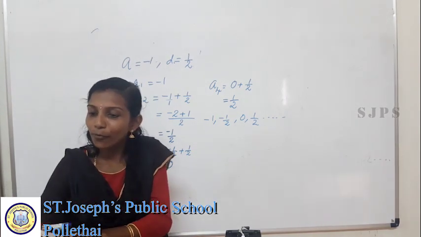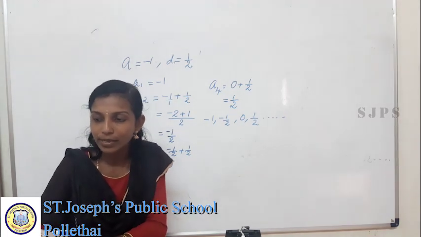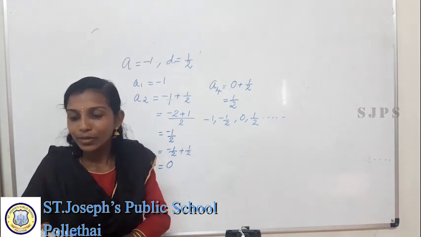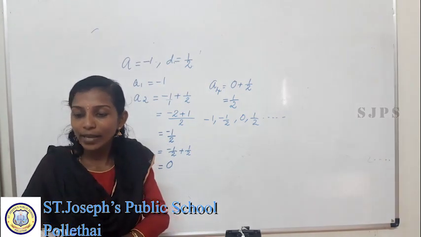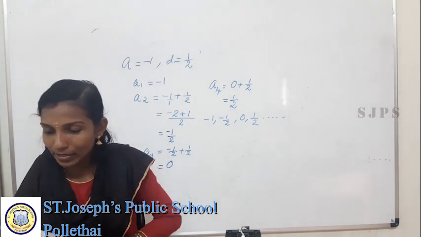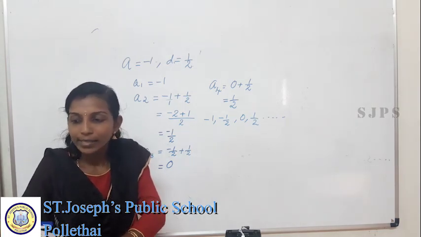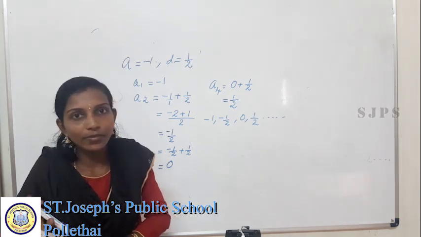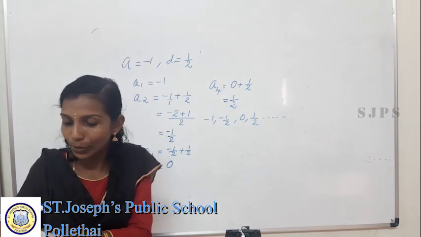In which of the following situations does the list of numbers involved make an arithmetic progression? The taxi fare after each kilometer, when the fare is rupees 15 for the first kilometer and rupees 8 for each additional kilometer. We want to check whether this forms an AP or not.